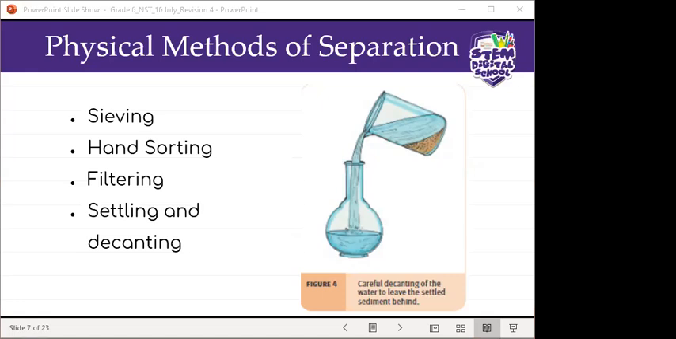So guys, these are the four methods of physical separation that we can use. Since I saw that only 2 people answered and you only gave me the first 2, here are the third and the fourth one that you can add to your notes. The third one is filtering and the fourth one is settling and decanting.